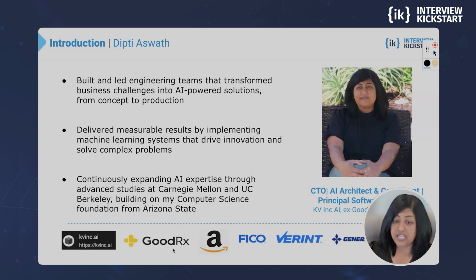On the academic front, I have a master's in computer science from Arizona State. More recently, I've been following it up to build on my AI/ML expertise and skill set, with graduate programs at UC Berkeley that I wrapped up last year. This year, I'm currently pursuing an AI graduate program at Carnegie Mellon University. My current focus is on building multimodal applications.